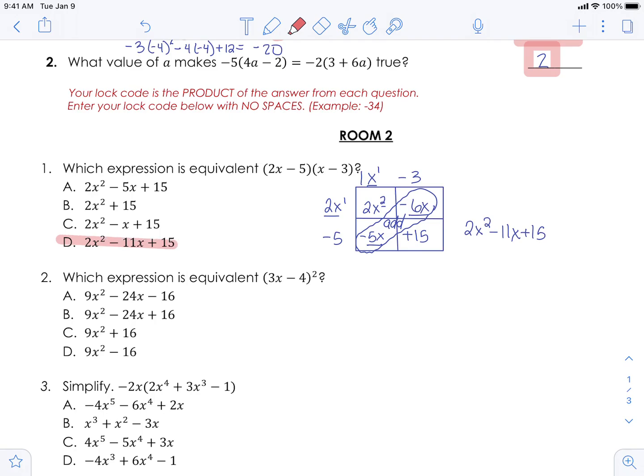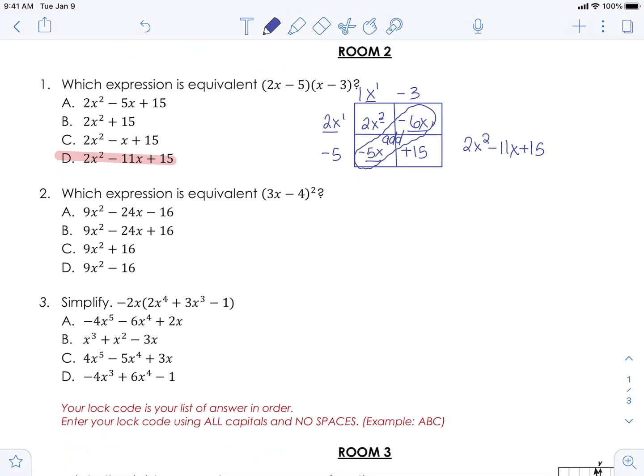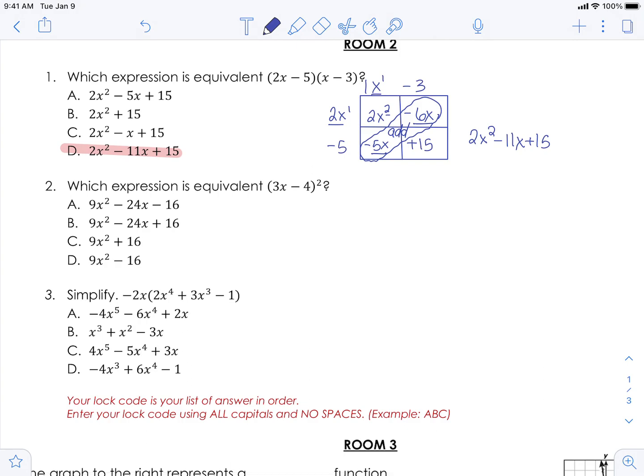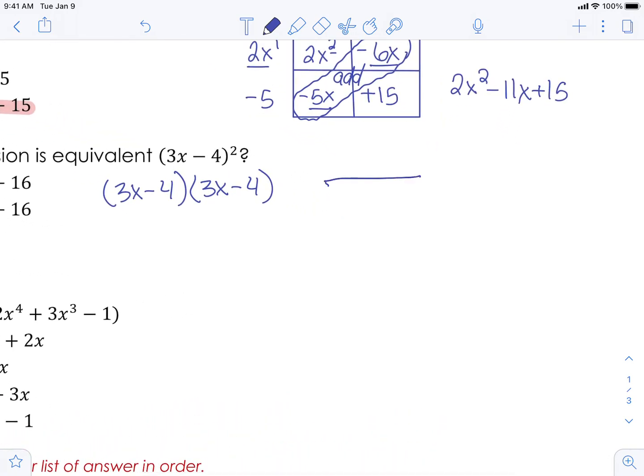Okay. Looking at number 2, it says 3x minus 4 squared. Remember that means 3x minus 4 times 3x minus 4. So again, we're going to draw our box. It's another 2 by 2.